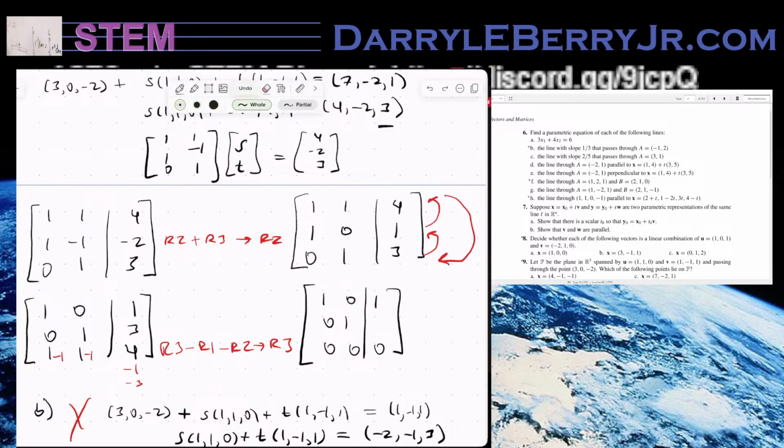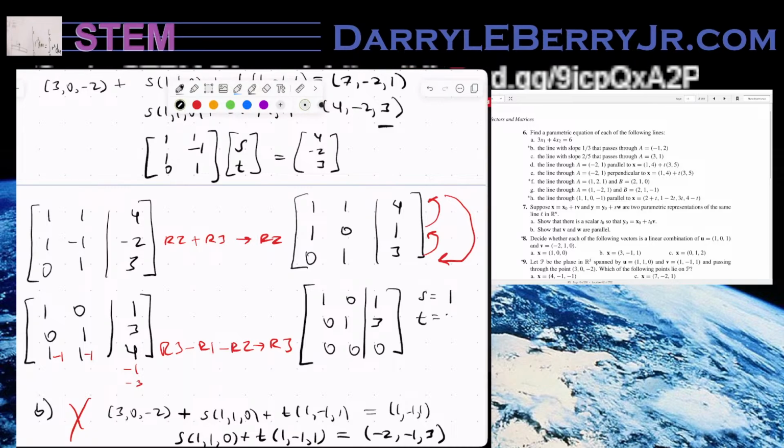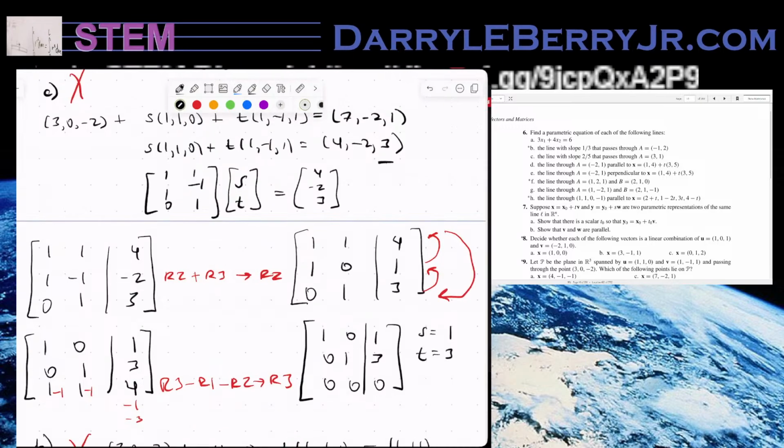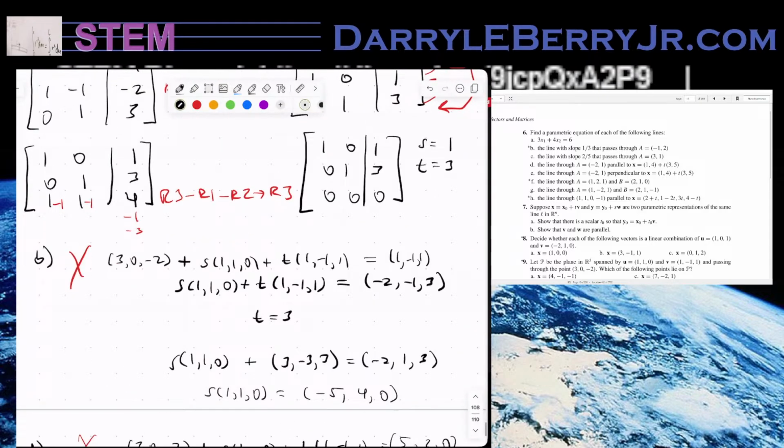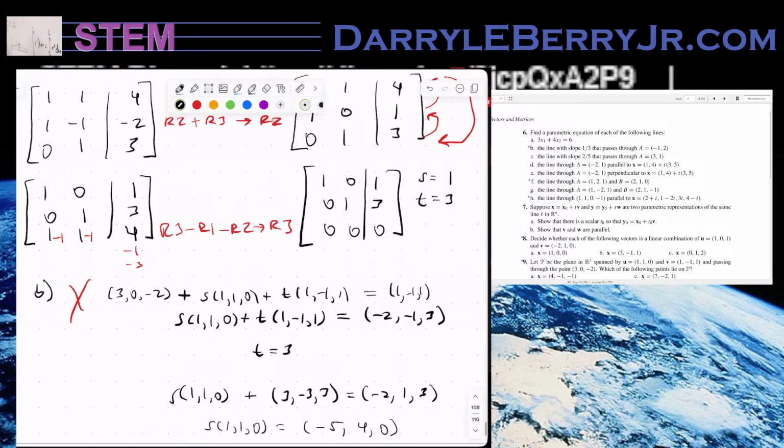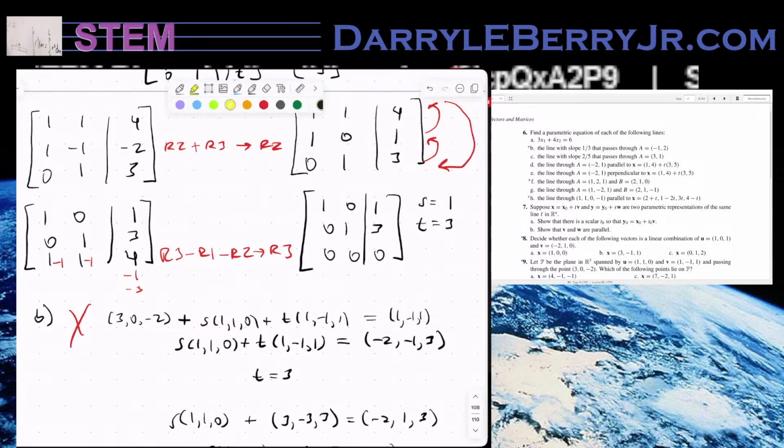So that means that S equals 1 and T equals 3. So I did have T equals 3. I'm not sure why I set my T to equal 3. I must have done something wrong with a sign somewhere. Not sure what I did. But it was a good idea to configure the T to be 3. But I guess just solving for that part of it does not work.